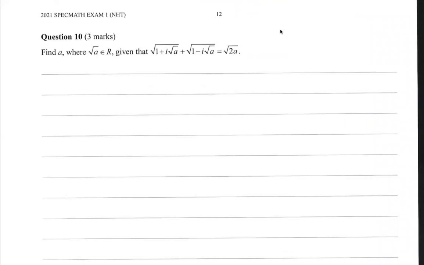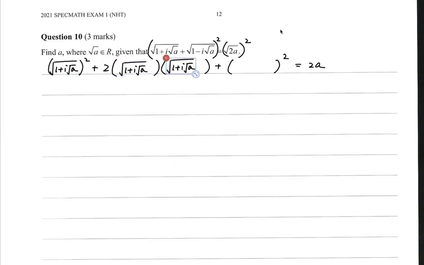So to get rid of the square root, let's do it this way. Square both sides of the equation. So I will have square root of 1 plus i root a, squared, plus 2 lots of something times something, plus something squared. The right-hand side is very easy, just 2a itself. Okay, so basically this is my complete square formula, and I just need to fix some minor details. Bear with me. This is minus i, this is minus i.